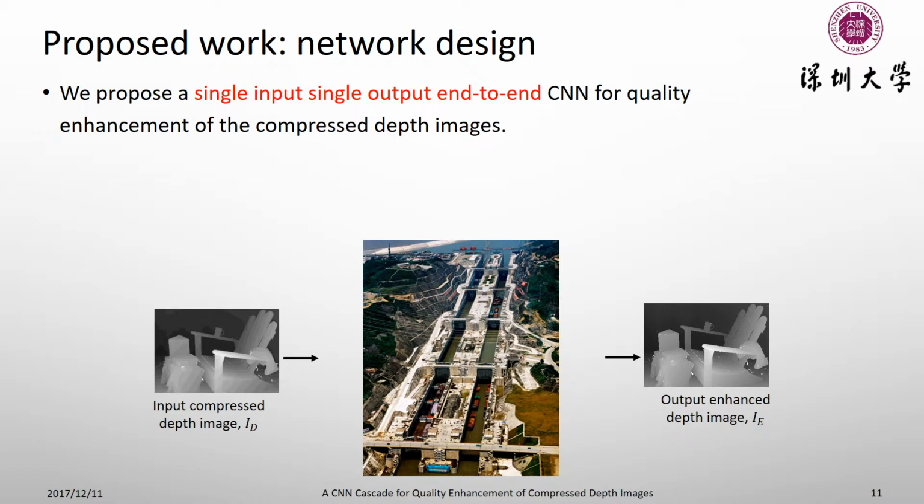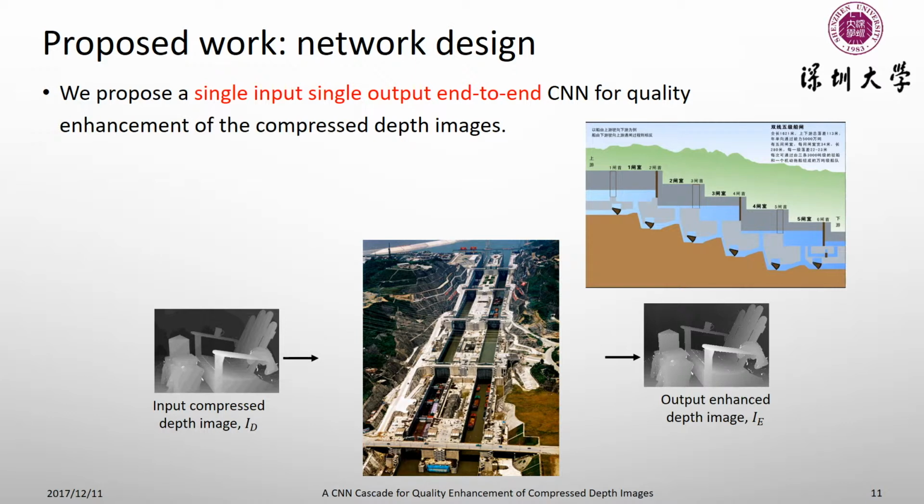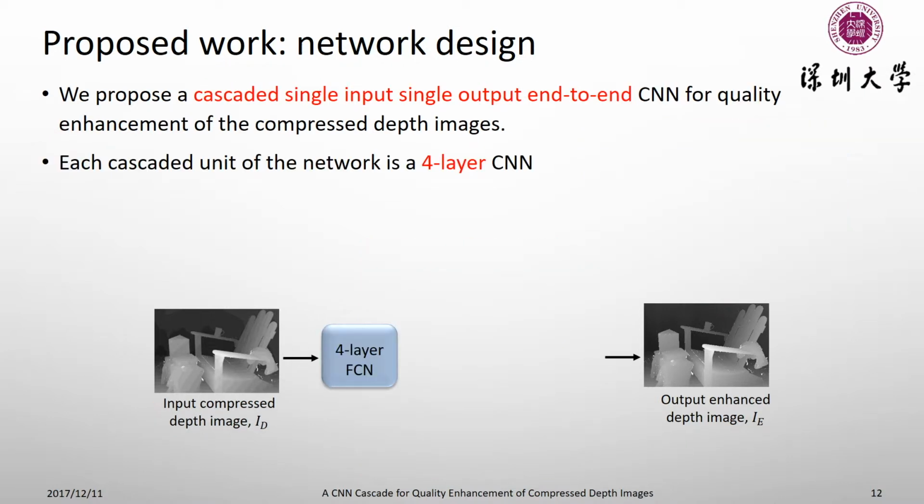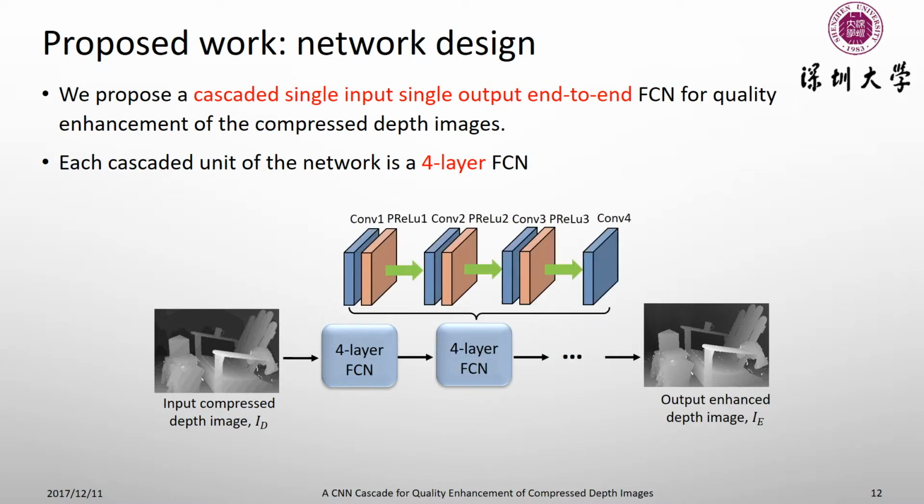Inspired by the Three Gorges Water Conservancy project in China, where the whole dam is implemented in 5 levels, and the huge cargo ships are lifted from low water level to high water level, stage by stage. Hence, we propose a cascaded single input, single output, end-to-end CAN, and each cascaded unit is a 4-layer shallow network.